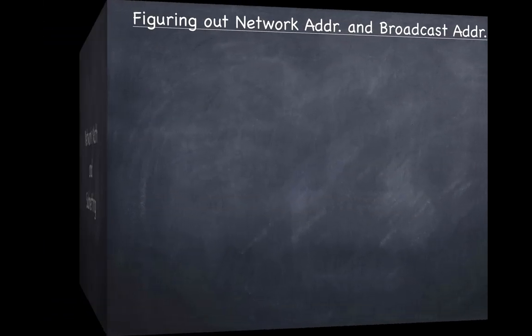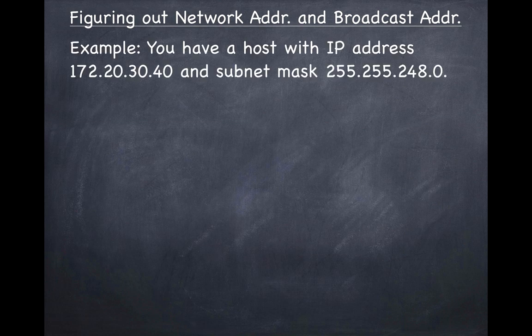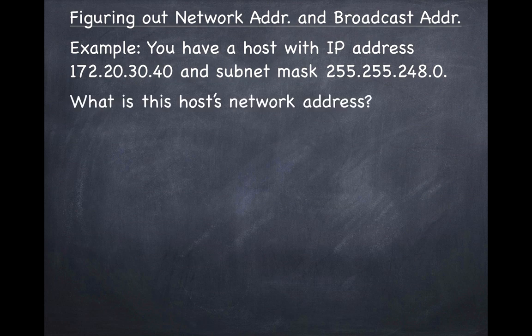Starting with one of the very first network math type problems that we started with: given an IP address and a subnet mask, can you determine the network address and broadcast address for the IP address? In this case, we're given 172.20.30.40 and a subnet mask of 255.255.248.0. The first question we ask is, what is the host's network address?